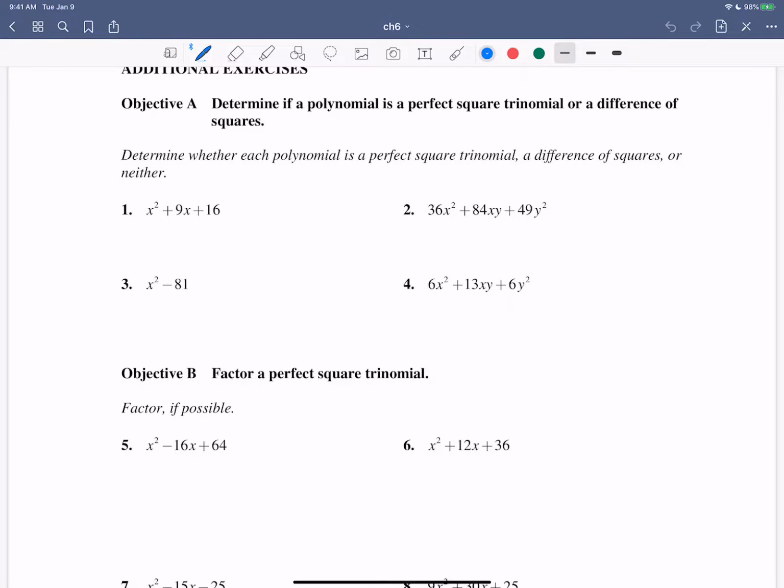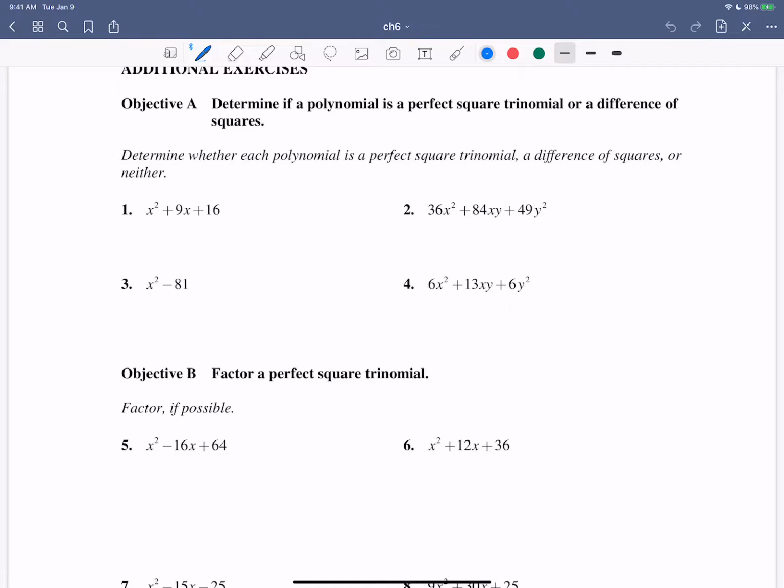Objective A. Determine if a polynomial is a perfect square trinomial or a difference of squares. Number 1. X squared plus 9x plus 16. It has 3 terms, so if you're going to pick a choice, it's going to be either a perfect square trinomial or neither. It's not going to be a difference of squares because that requires you to have 2 terms.